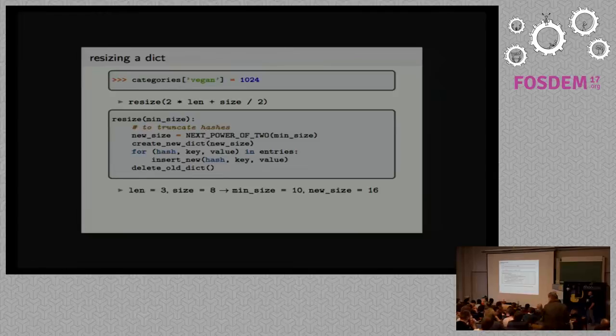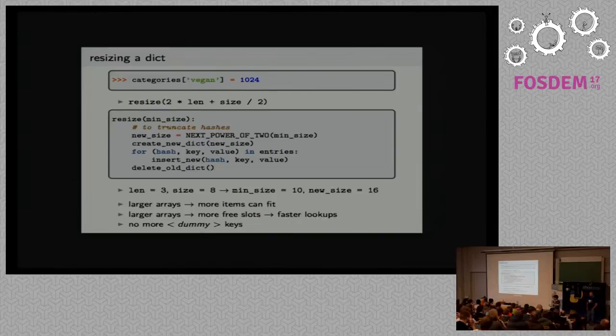So with our example of length 3, size 8, this gives us a min size equal to 10. So the new size is going to be 16. So instead of taking the last 3 bits into account, we're going to take the last 4 bits into account. And so now we have a larger array, so we can fit more items in it. We also have more free slots, so lookups and insertions are going to be faster because we won't have to jump. We're less likely to have collisions.